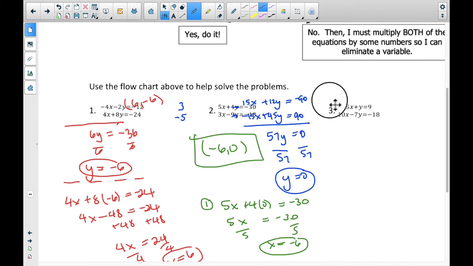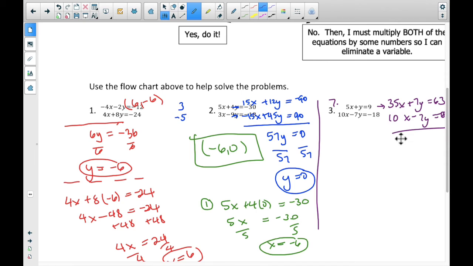I'm going to pick a different color so that it works better for us, so we can see what we're doing. So if we multiply everything times 7, we get 35x plus 7y equals 63. And the bottom equation does not need to be multiplied. We can just keep it the same way it was. That's the shorter way.